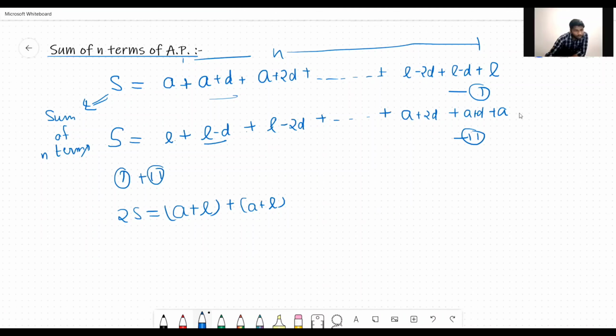This is L minus 2D. So 2D will be cancelled, A plus L. And again here 2D cancels, A plus L. Again D cancels, A plus L. And once again A plus L.